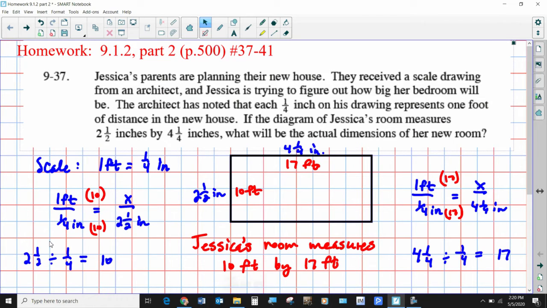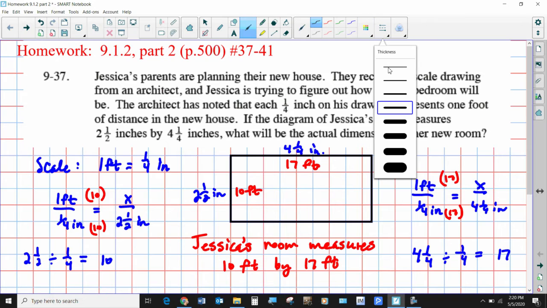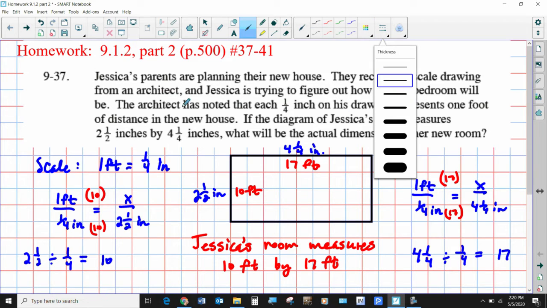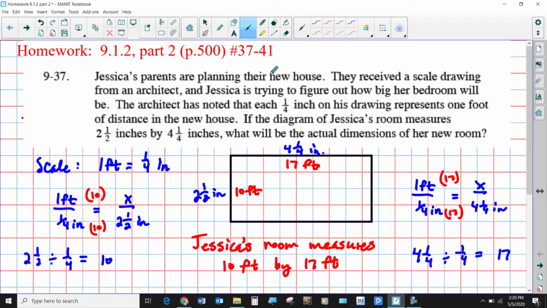Alrighty, let's see how you did on yesterday's homework. Okay, so it says Jessica's parents are planning their new house. They received a scale drawing from an architect, and Jessica is trying to figure out how big her bedroom will be. The architect has noted that each 1/4 of an inch on his drawing represents 1 foot of distance in real life in the new house.